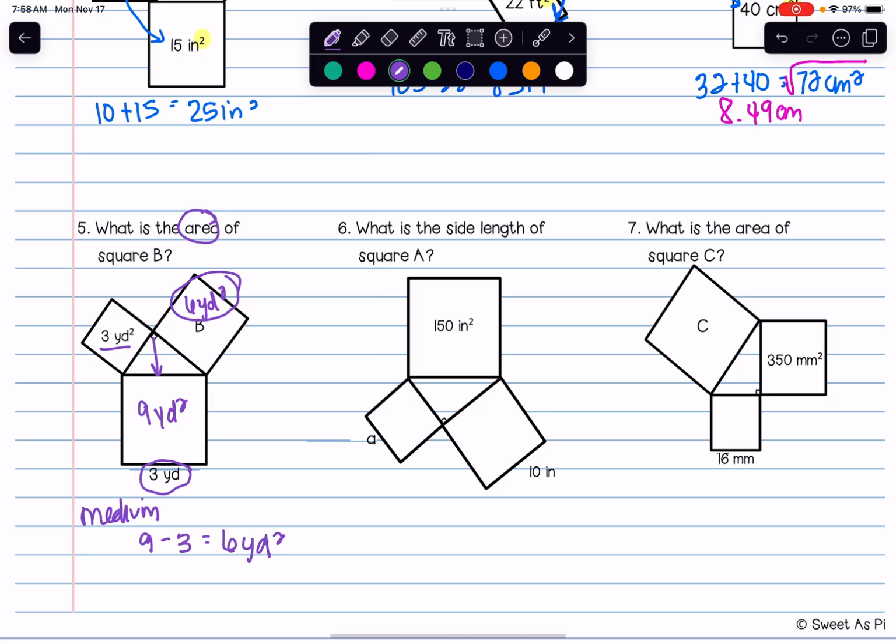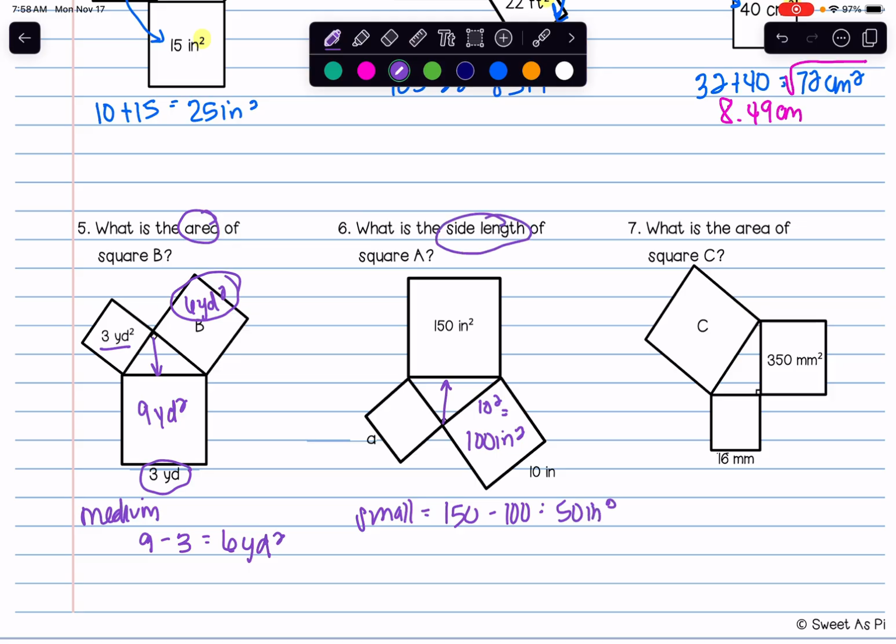Again, they gave me mixed area and side length, and they're asking for the smallest one. So I'm going to have to do 10 squared here, which gives me 100 inches squared. And then it's asking for the small one this time. So I have to take my largest one, 150, minus my medium one, 100, and that gives me 50 inches squared.